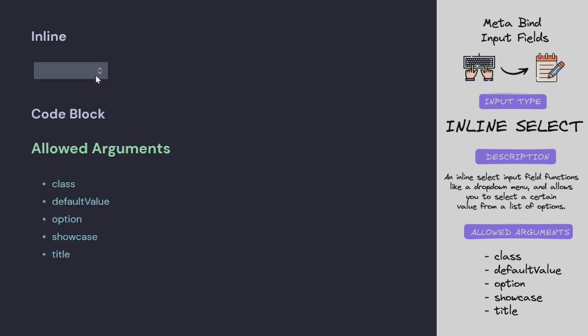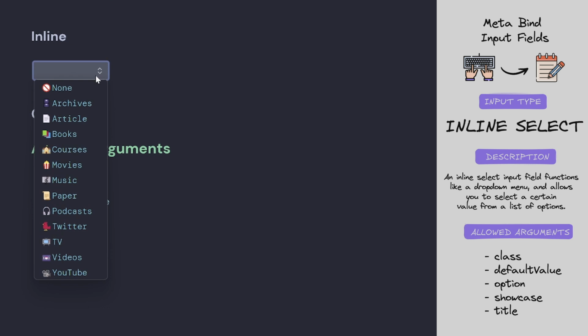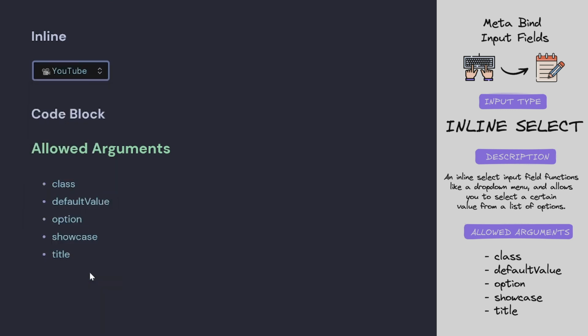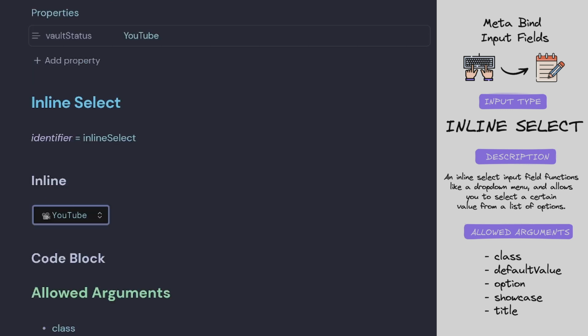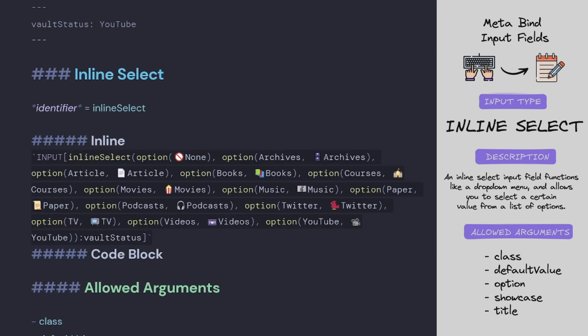So now if I preview, I have an inline select input field with all my options that I've added. And if I choose one of the options, it sets my YAML property up the top here under Vault status. So if we jump into the source mode, we can see that the last option here is YouTube, but the option we selected is with an emoji, then the word YouTube.